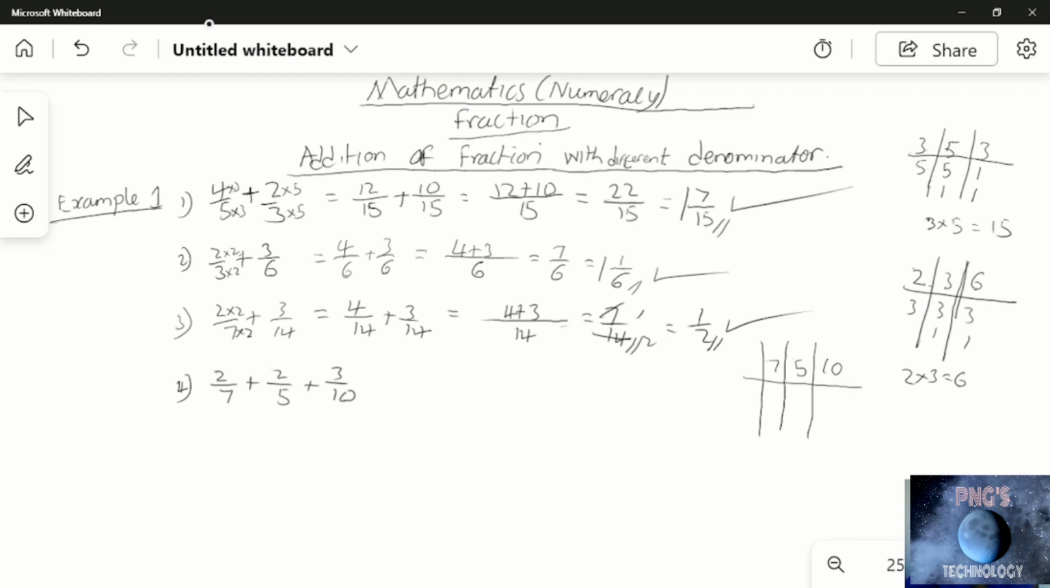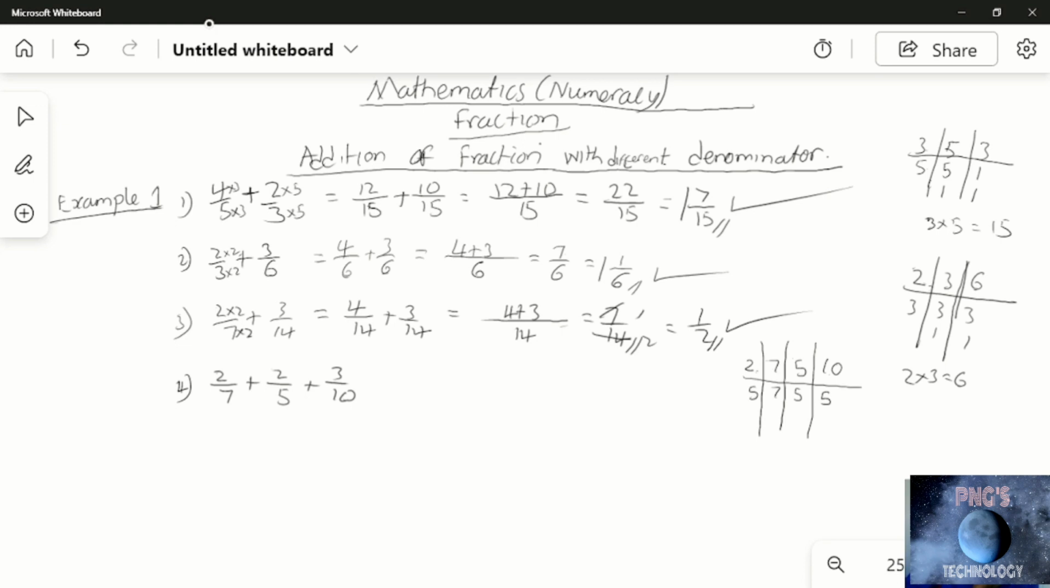So what number can go? The least prime number that can go is 2. There's 2 in 10, so we can use 2. 2 will not go in 7 completely, so we'll drop our 7. 2 will not go in 5 completely, so we'll drop our 5. 2 will go in 10 completely. That is 5 times. So the next smaller prime number here is 5.